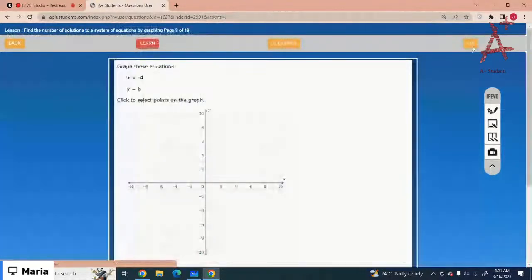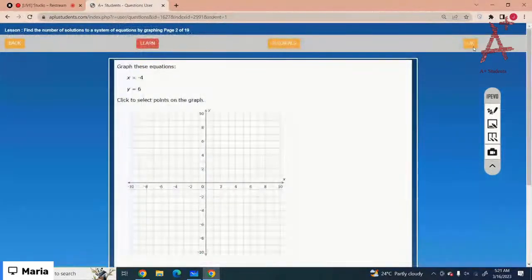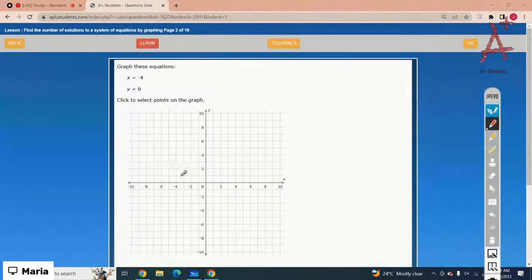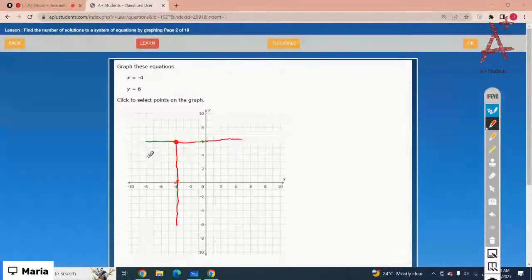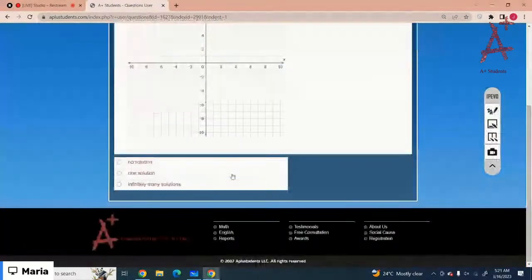Okay, x equals negative 4 and y equals 6. Let me just plot the point x equals negative 4. That means you have a straight line at x equals negative 4. And y equals 6, so you have a straight line there. So see, they intersect at one point. Got it? That means the system has one solution. Got it? The system has one solution.